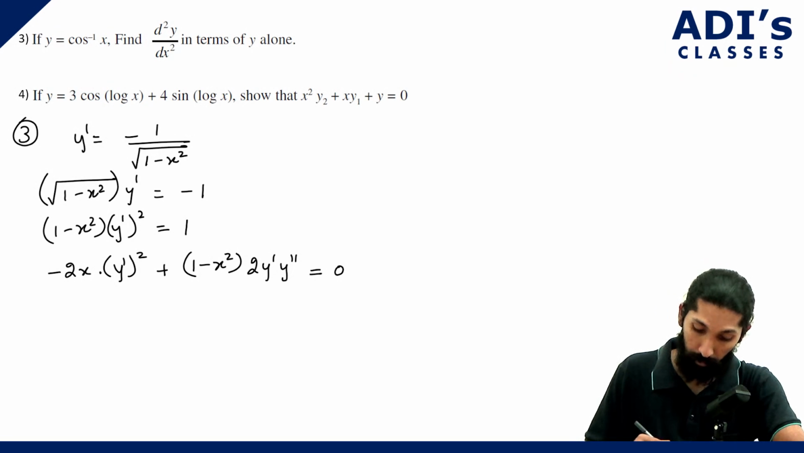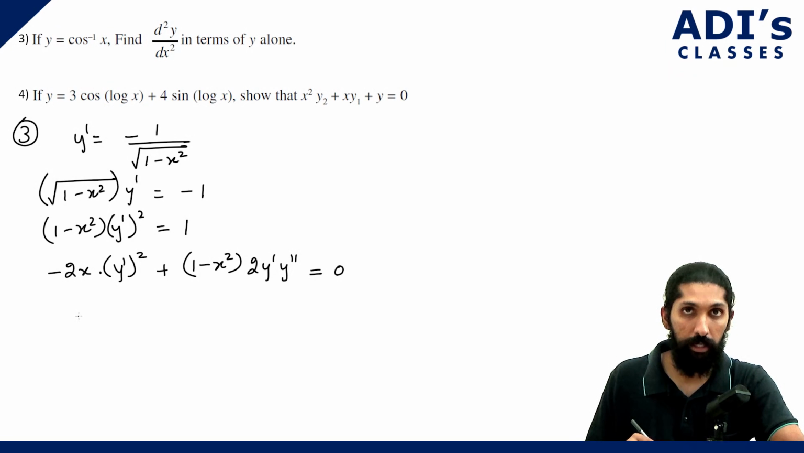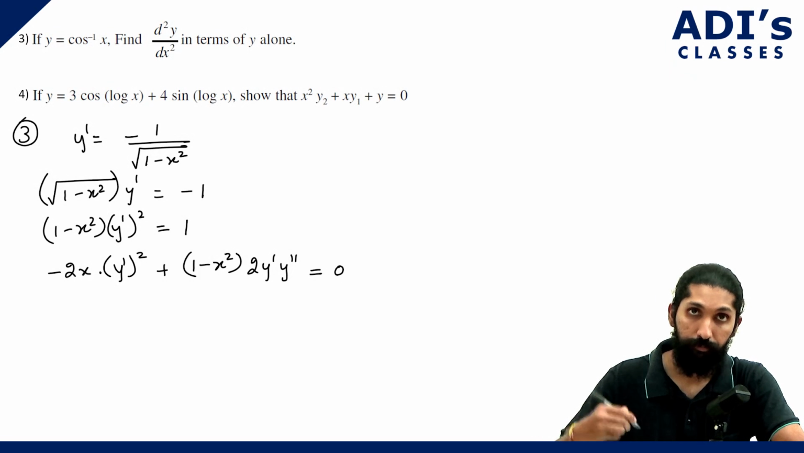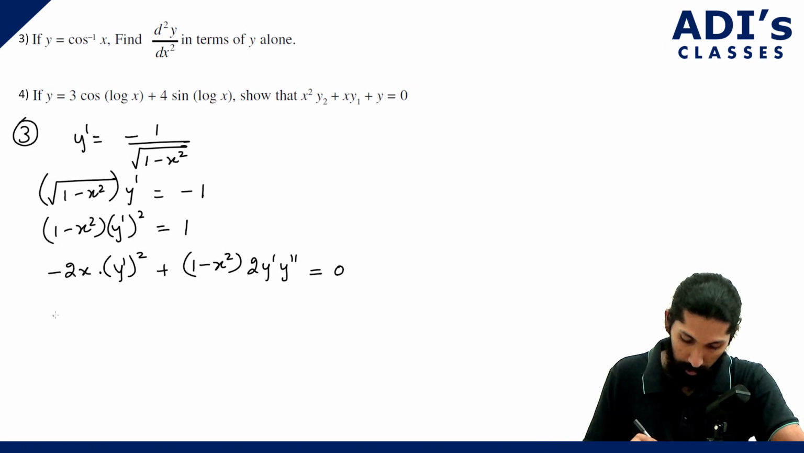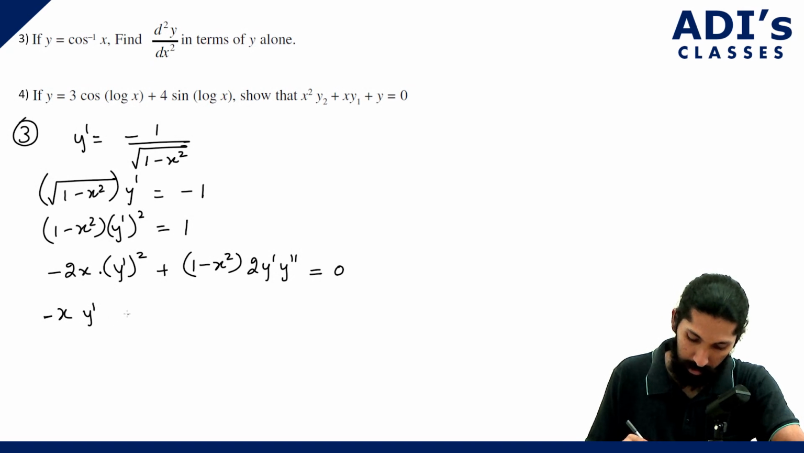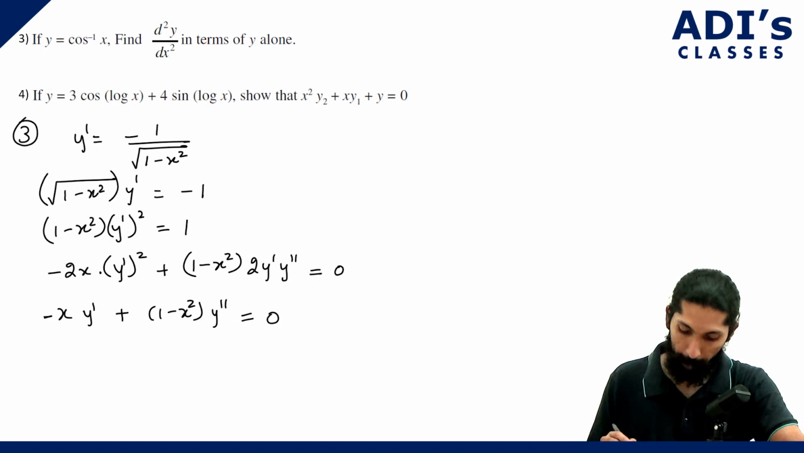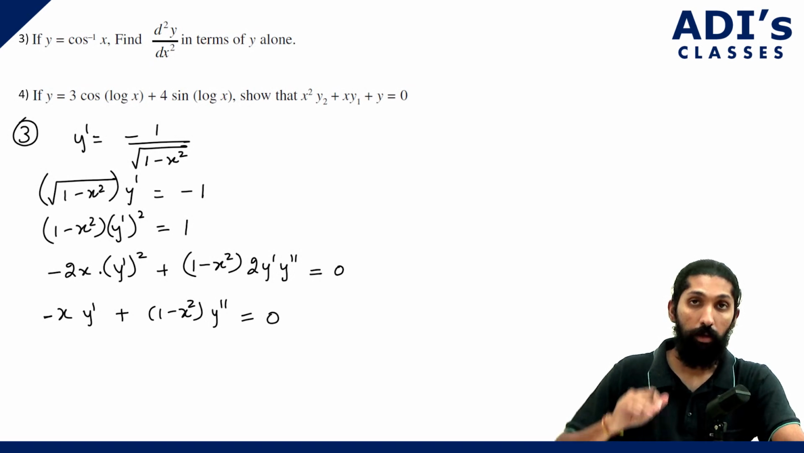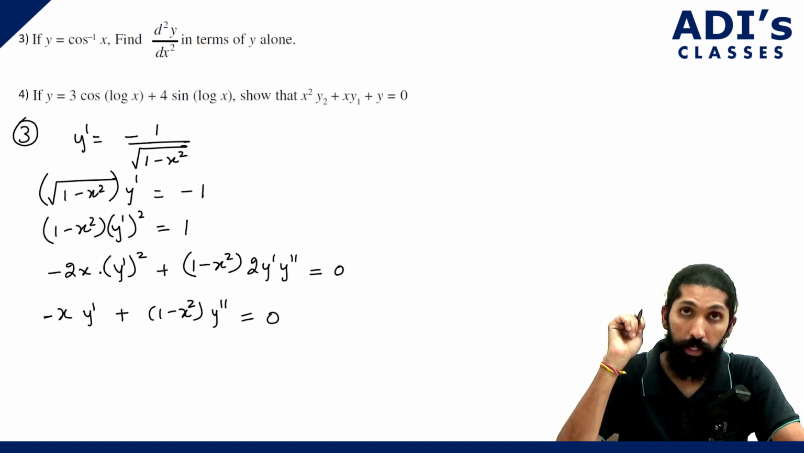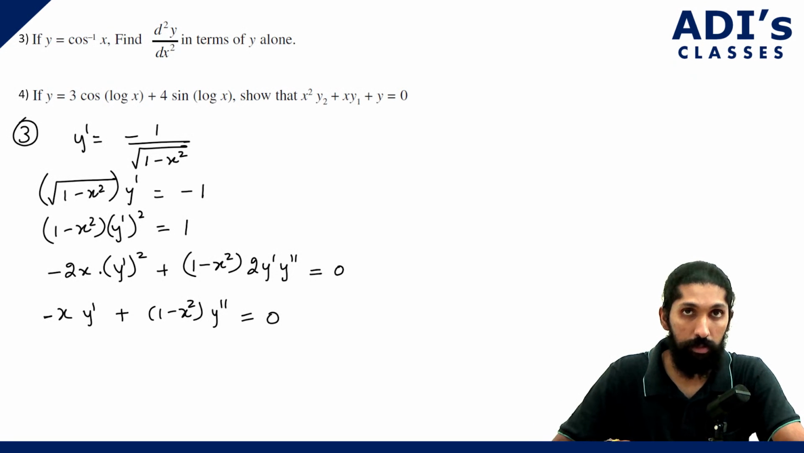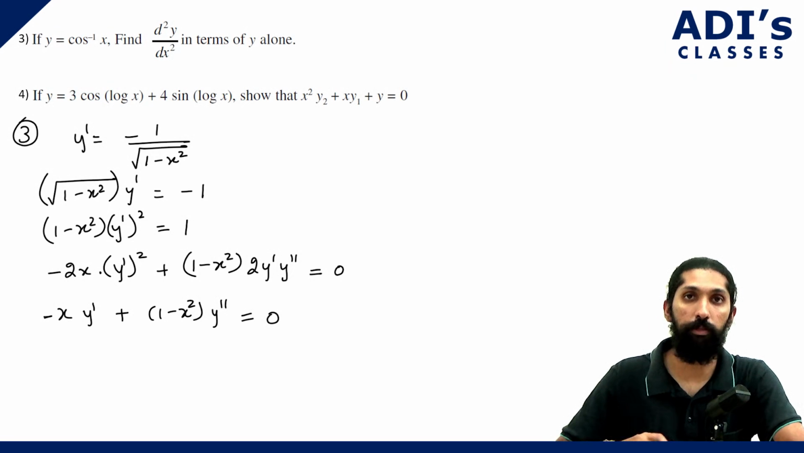Correct? Again, divide by 2y dash, or you can say 2y dash is common, you can take it common. So you will have x minus x into y dash plus 1 minus x square into y double dash is equal to 0. Now remember, you need to write everything in terms of y alone. There should be no x term whatsoever. But we have an x term here, isn't it?